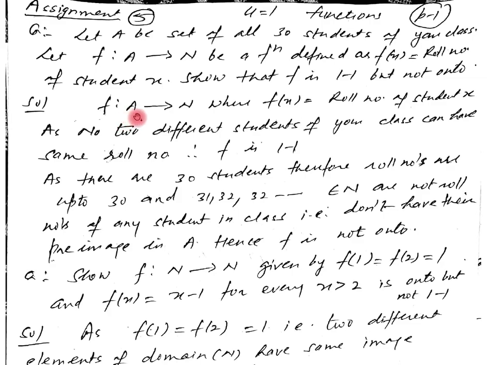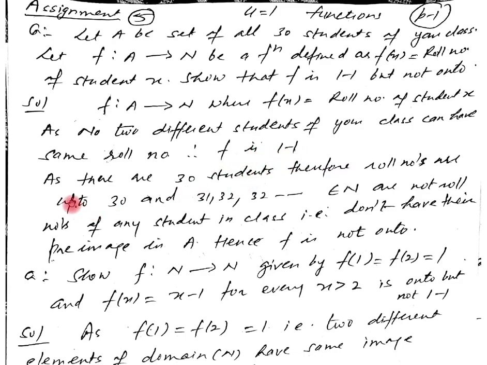Now f is a function from A to N where f(x) equal to roll number of student x. As no two different students of your class can have the same roll number, different students have different roll numbers, so we can say the function is one-one. Because the definition of one-one is what? It is when different elements from the domain have different images in the codomain, then the function is said to be one-one. So therefore we can write: no two different students of your class can have the same roll number, or different students have different roll numbers, so we can say the function is one-one.